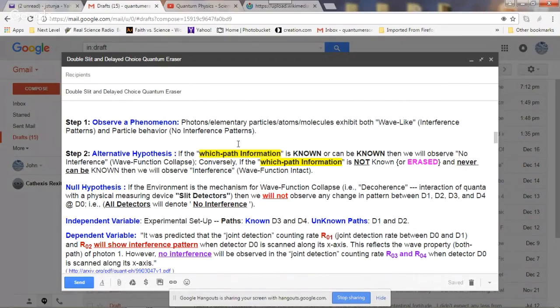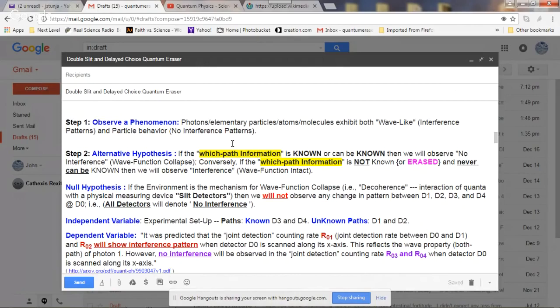So you've got step one, observe a phenomenon. Well, photons, elementary particles, atoms, and molecules exhibit both wave-like behavior, that's interference patterns, or particle behavior. That's no interference pattern. Step two, whenever you have a hypothesis test, you always have two hypotheses. One's the alternative and one's the null.